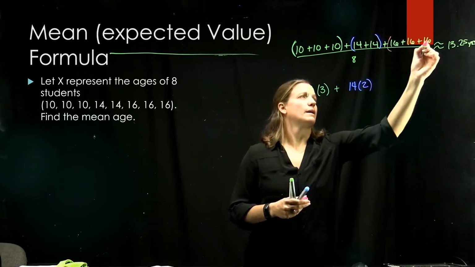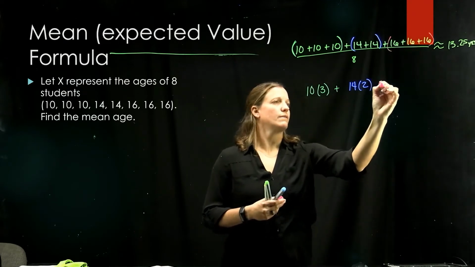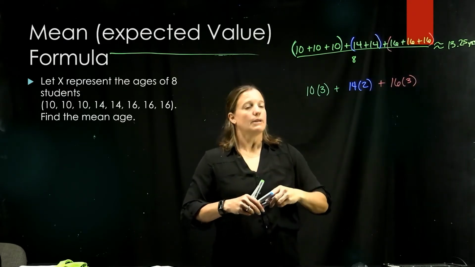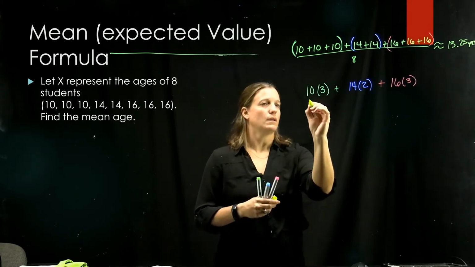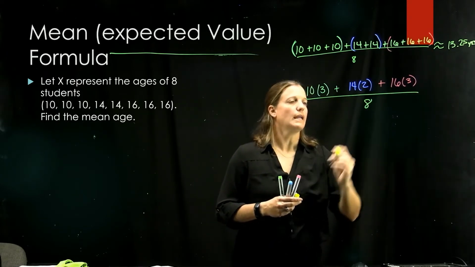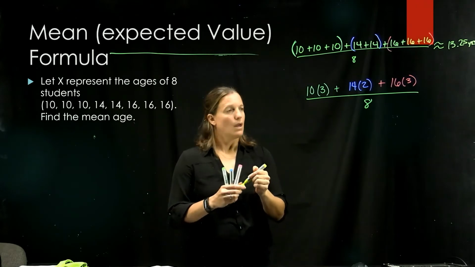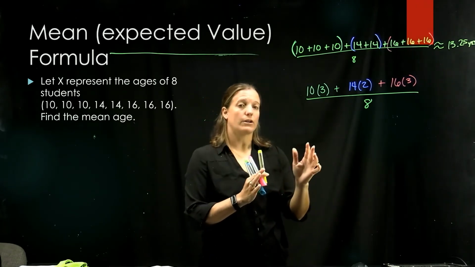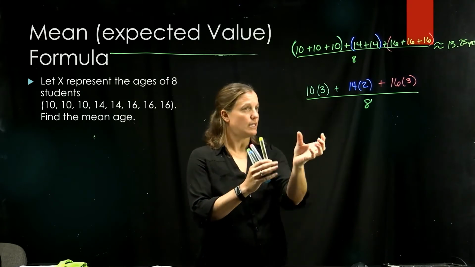And the same thing with my 16s. There was 3 of them, so I could write that as 16 times 3. Now again, that would still all be divided by 8. I'm going to go one step farther, and I'm going to break these fractions back down into just individual fractions.